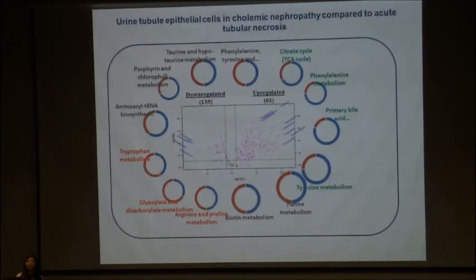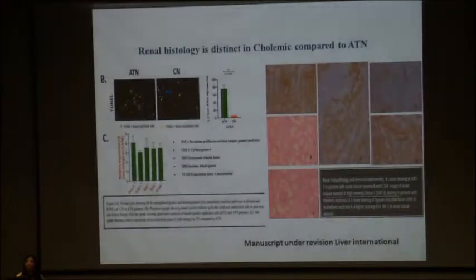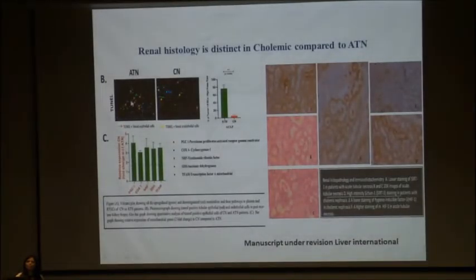Similar findings we found in the urine tubule epithelial cells. I cannot go into the details of this. And these findings were also corroborated with renal histology. We did the mitochondrial function by looking at the genes in the tubule epithelial cells, and we found that patients with colemic nephropathy, they had a preserved mitochondrial function as compared to acute tubular necrosis. So you can achieve renal recovery in these patients.